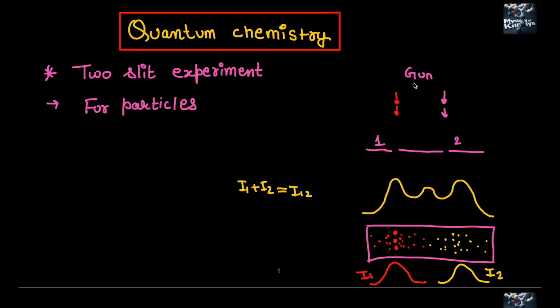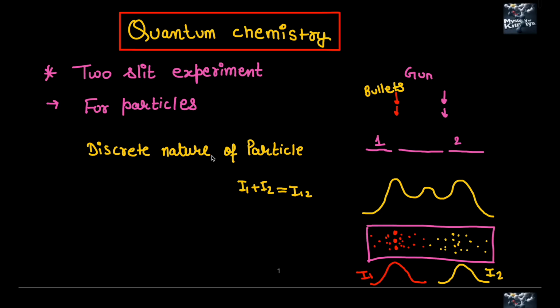Here as particles we use bullets. Particles have a property that we can count them: there's one bullet, two bullets. It cannot be 1.5 or 1.2. So this is the discrete nature of particles, as we can count in whole numbers, 1, 2, 3, and 4. It cannot be a decimal. So this curve is I12 when both the slits are open.